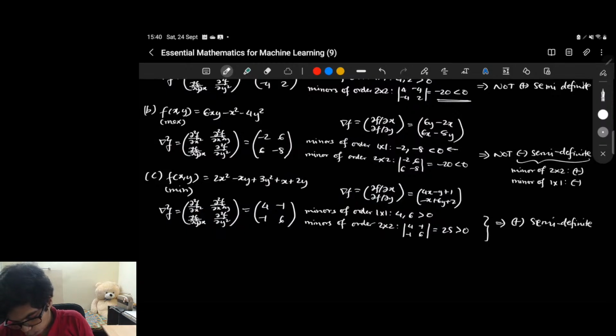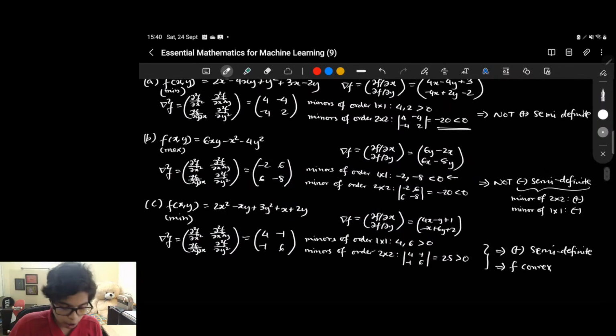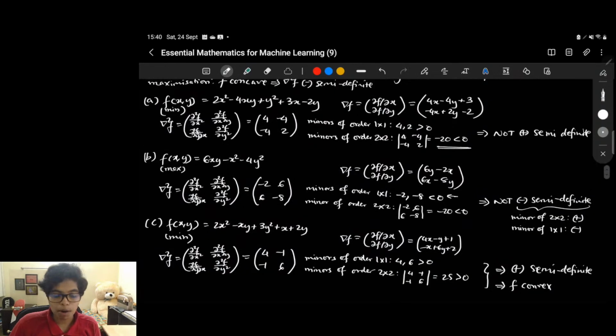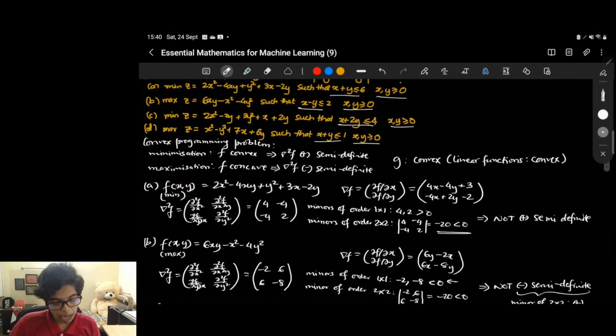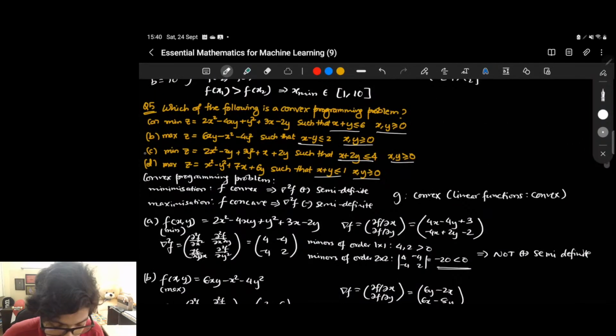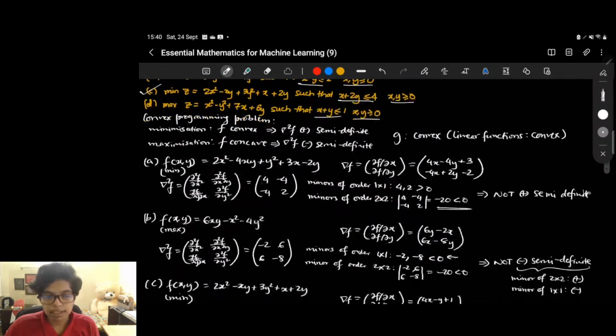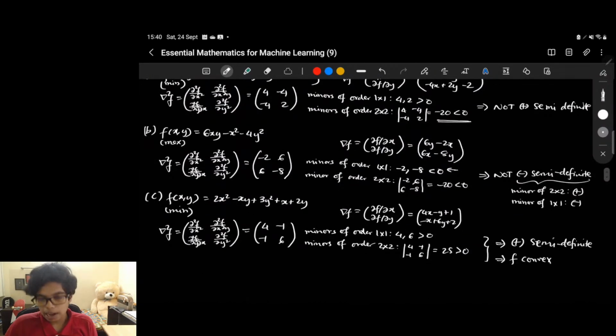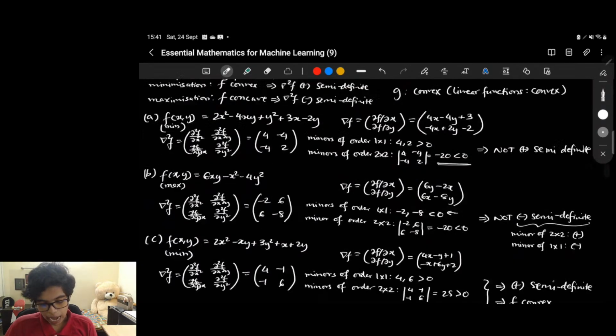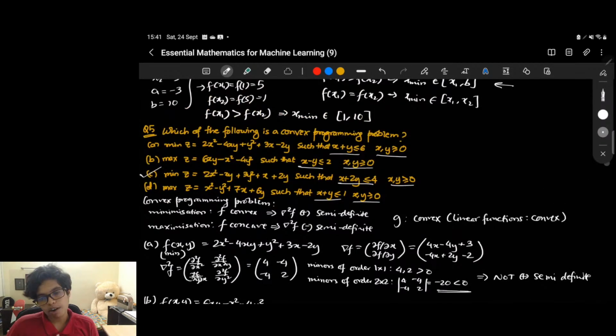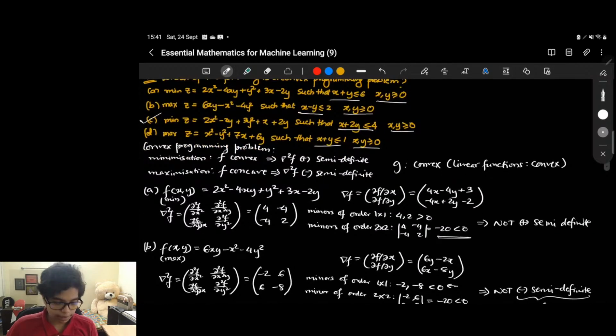Del squared f is positive semi-definite, which implies that f is convex. And if f is convex and it is a minimization problem and G is also convex, then we have a convex programming problem. So option C is the correct answer because f is convex. And why is f convex? Because del squared f is positive semi-definite and the constraint is also convex because we have only linear constraints.